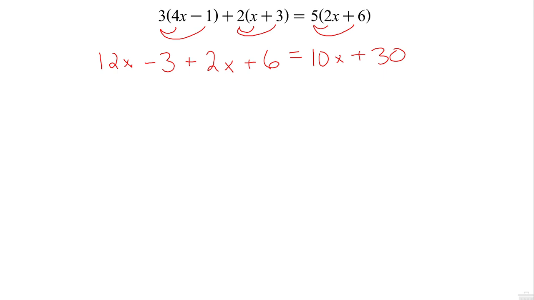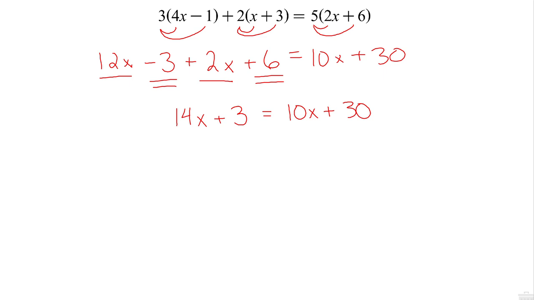You'll see that on the right-hand side of our equation, there are no like terms to combine. But on the left-hand side, we have a 12x and a 2x, and a negative 3 and a positive 6. So we'll combine those like terms, giving us 14x, and then plus 3, because negative 3 plus 6 is 3. And on the other side, we will end up with 10x plus 30.